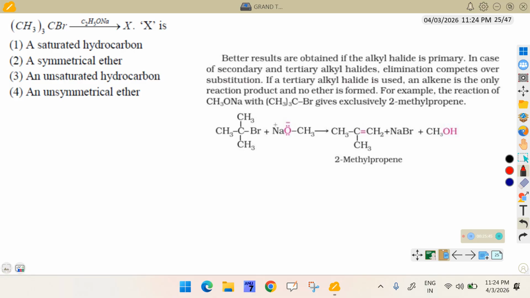(CH3)3CBr reacts with C2H5ONa. This is nothing but a Williamson ether synthesis reaction. But what is the condition? In Williamson ether synthesis, an alkyl halide reacts with sodium alkoxide, then it gives ethers. The alkyl halide must be 1 degree. If the alkyl halide is a tertiary alkyl halide, then an alkene is formed as the product. An unsaturated hydrocarbon is formed as the product.